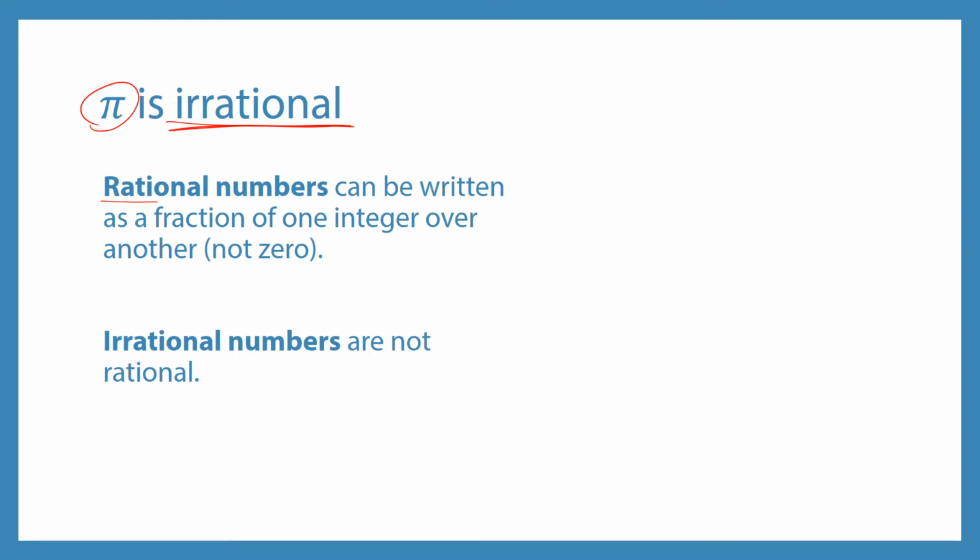So rational numbers, the opposite of what pi is, are numbers which can be written as a fraction of one number over another, where the bottom obviously can't be 0 because it's the bottom number of a fraction. And you can't divide by 0. So 4 over 9 would be a fraction. 4 over 9 would be a rational number. 3 is also a rational number because you could write it as 3 over 1.